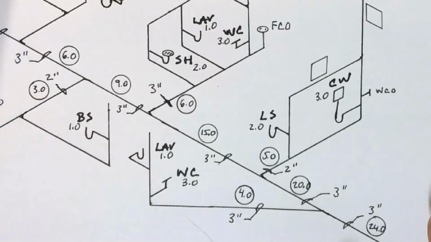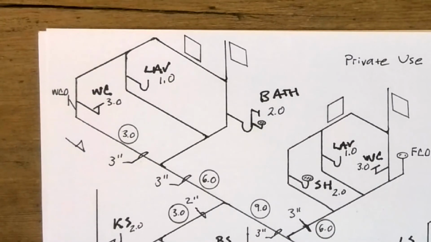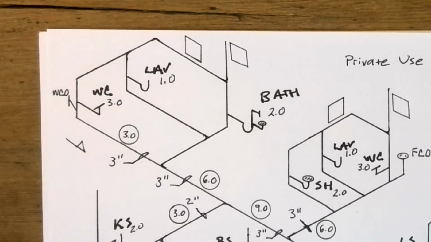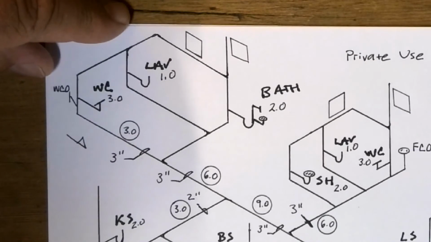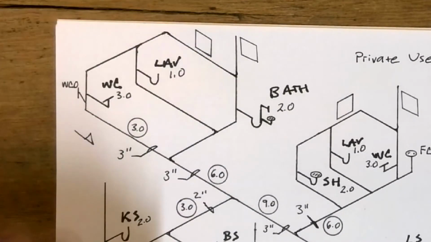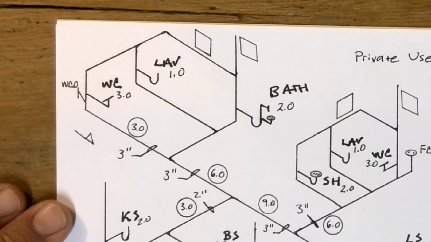So let's talk venting. Water sizing is a lot harder than waste and vent sizing, I'll tell you that. Most people have issues with the water more than any of the other systems. And it just takes practice. The waste and vent, it's just what's in the pipe. It really is. It's not that hard.